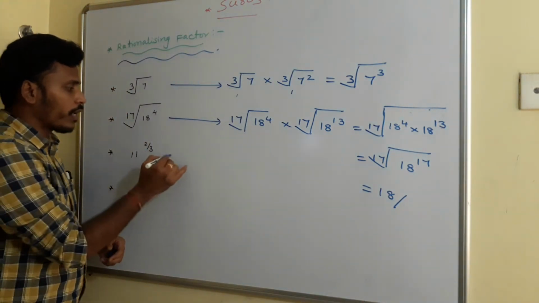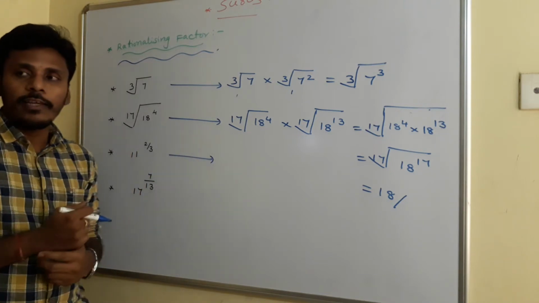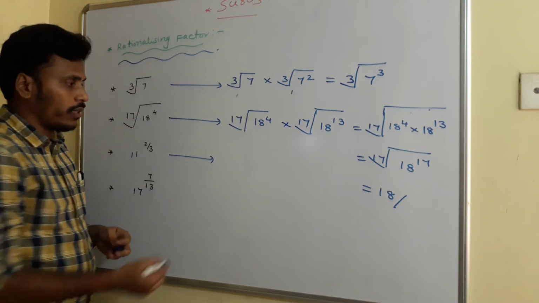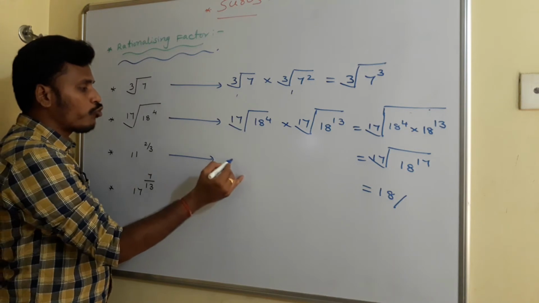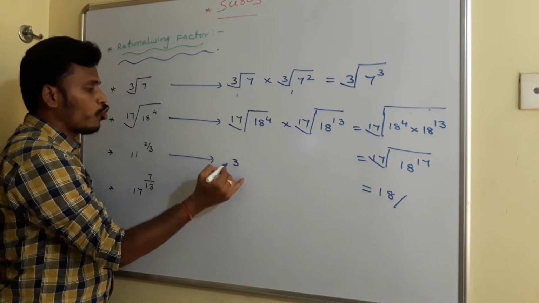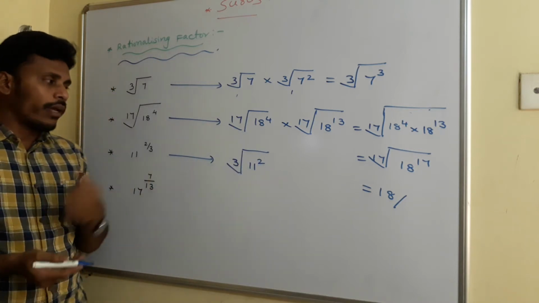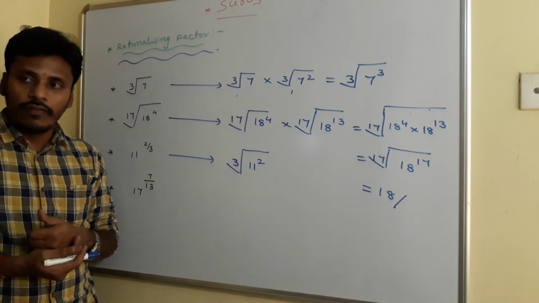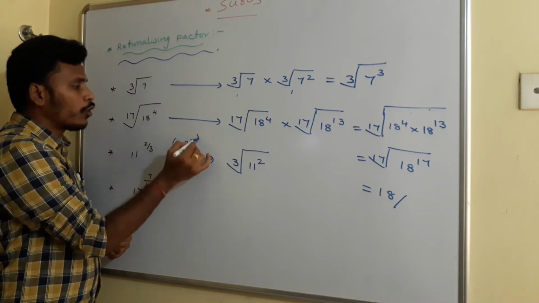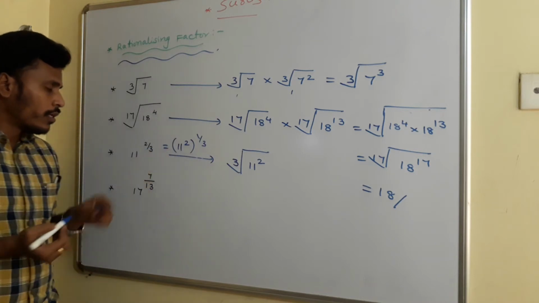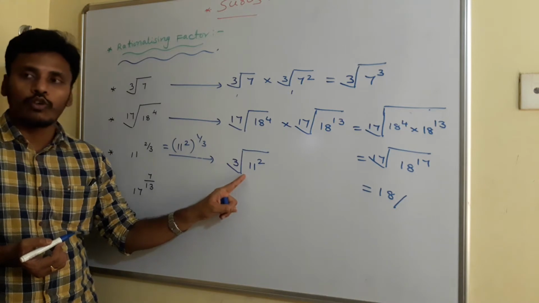And one more thing, it is given as 11 power 2 by 3. We need to find the rationalizing factor for 11 power 2 by 3. This 11 power 2 by 3 can be written as cube root of 11 square. Is it right or wrong? 11 power 2 by 3 can be written as 11 square to the power 1 by 3. Since 11 power 2 by 3 is 11 square power 1 by 3, it can be written as cube root of 11 square.